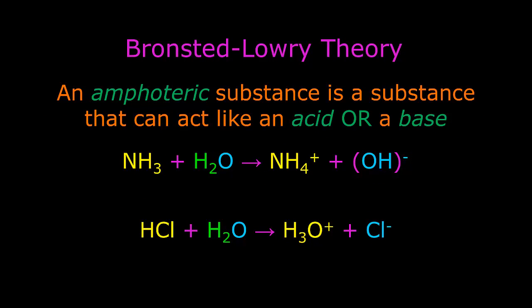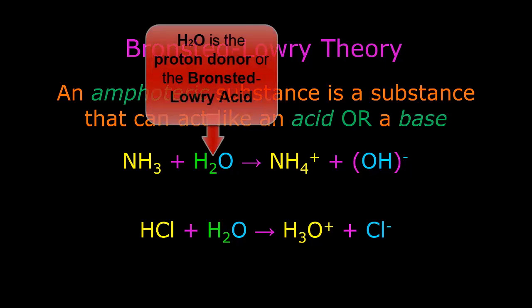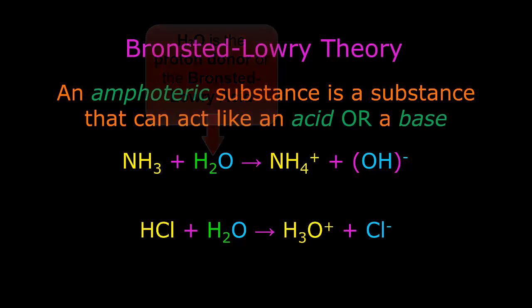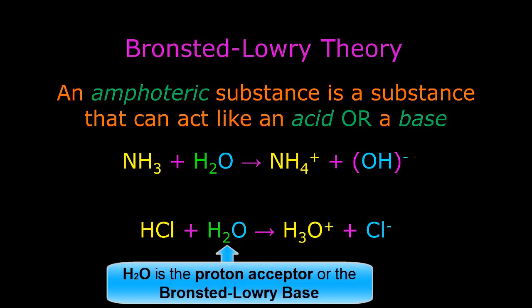An amphoteric substance is a substance that can act like an acid or a base. Water is the most common amphoteric substance. So in our last example, NH3 plus water, water is the acid because it is a proton donor here. And in the bottom one, HCl plus H2O, here water is a base because it is accepting a proton.